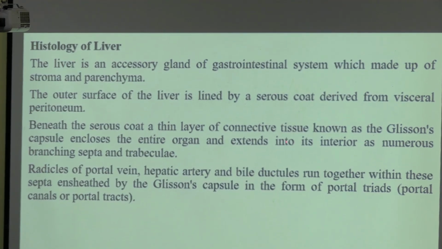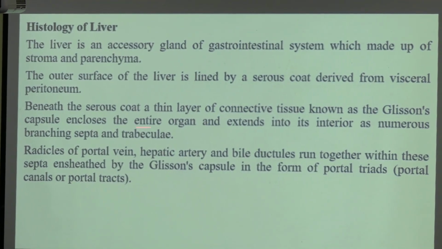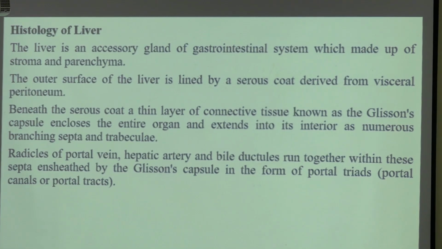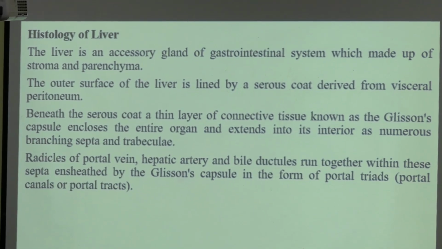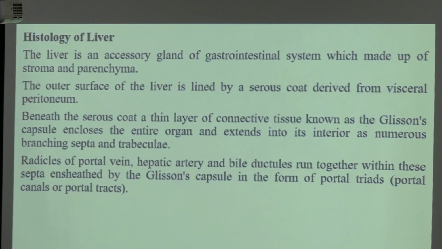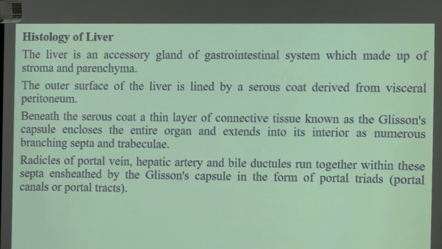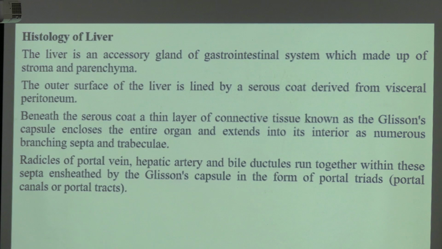Along with that, it extends into the interior as numerous branching septa and trabeculae. That means from that particular capsule, Glisson's capsule, the septa go inside the gland and divide the organ into different lobes. Further, that particular septum will branch again to divide it into lobules. This is how the branching pattern of the septum divides the liver into smaller parts.